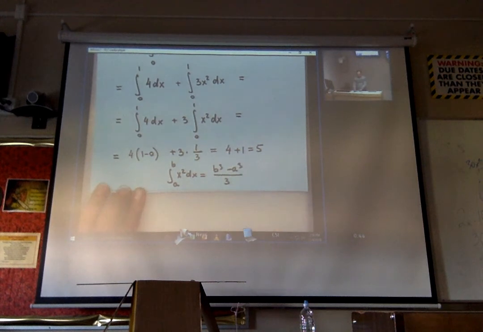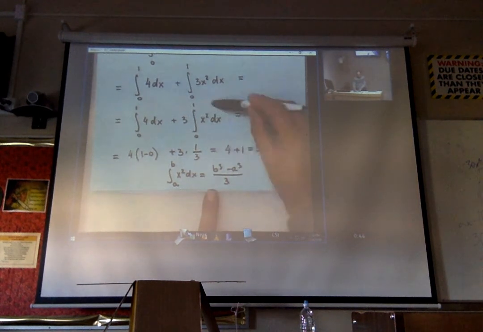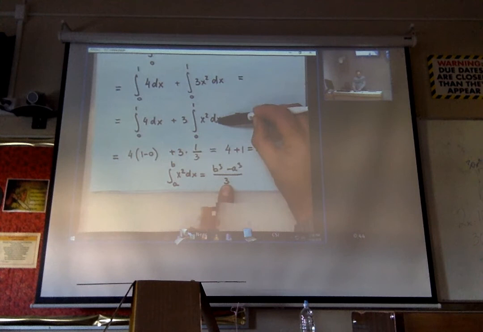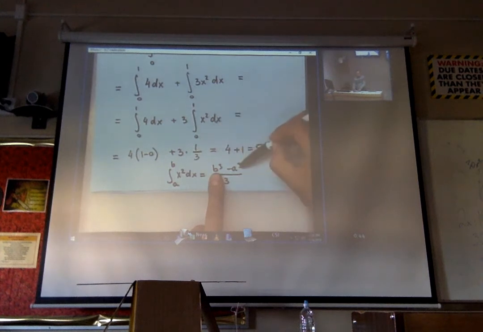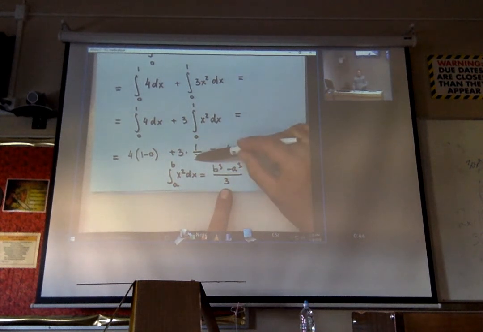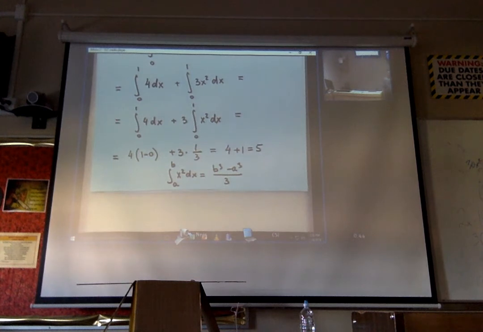Well, think about this. If you're looking for this integral using this formula, what is b? 1, right? So you get 1 cubed. What is a? 0. So 1 cubed minus 0 cubed is what? 1, and over 3, you have 1/3, right? Now, don't memorize these formulas. They will be completely useless in 2 lessons or maybe even 1 lesson, okay?